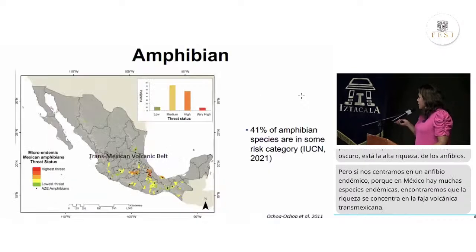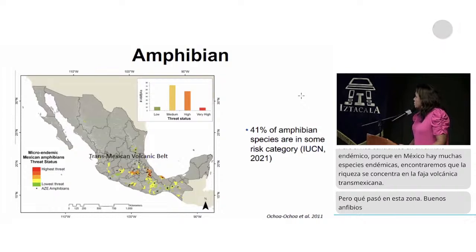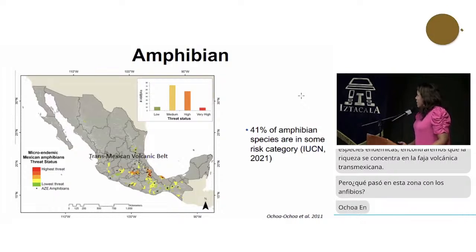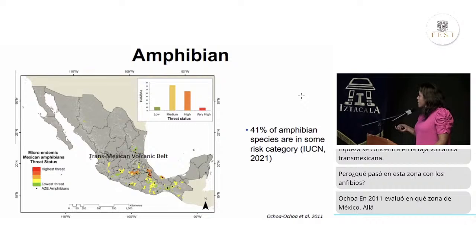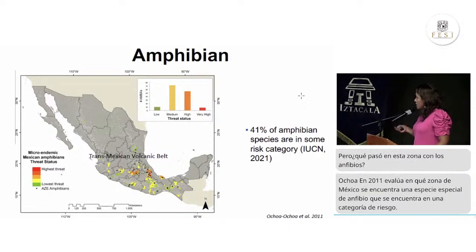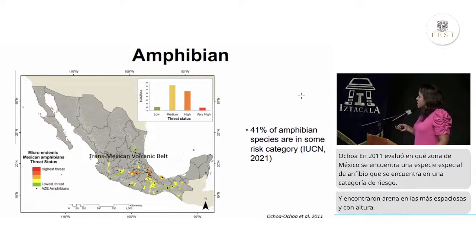But what happened in this area with the amphibians? Ochoa in 2011 evaluated in which areas of Mexico there are amphibian species in a risk category. And they found that the most species with a high category, or that are threatened, are in the Trans-Mexican volcanic belt.